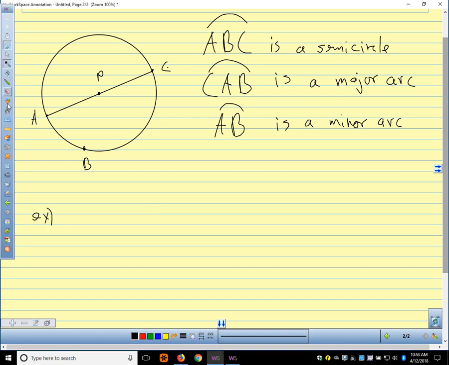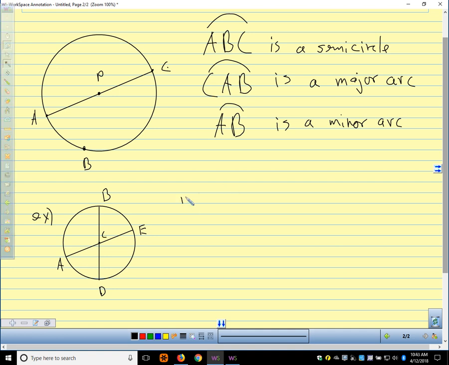All right, let's look at an example. Here's my circle. I'm going to draw in some pieces here. And all we're doing in this example is naming some major and minor arcs. So I'm going to call this point A, point B, point E, point D, and that's point C. And let's name some minor arcs.